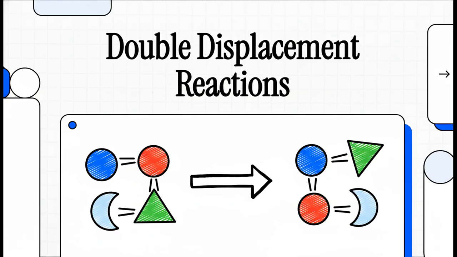Hey everyone, and welcome. Today, we're going to talk about a type of chemical reaction that's basically a big partner swap. It's called a double displacement reaction. And I know it sounds super technical, but trust me, it's way more fun and way easier to understand than you might think. So let's just jump right in.